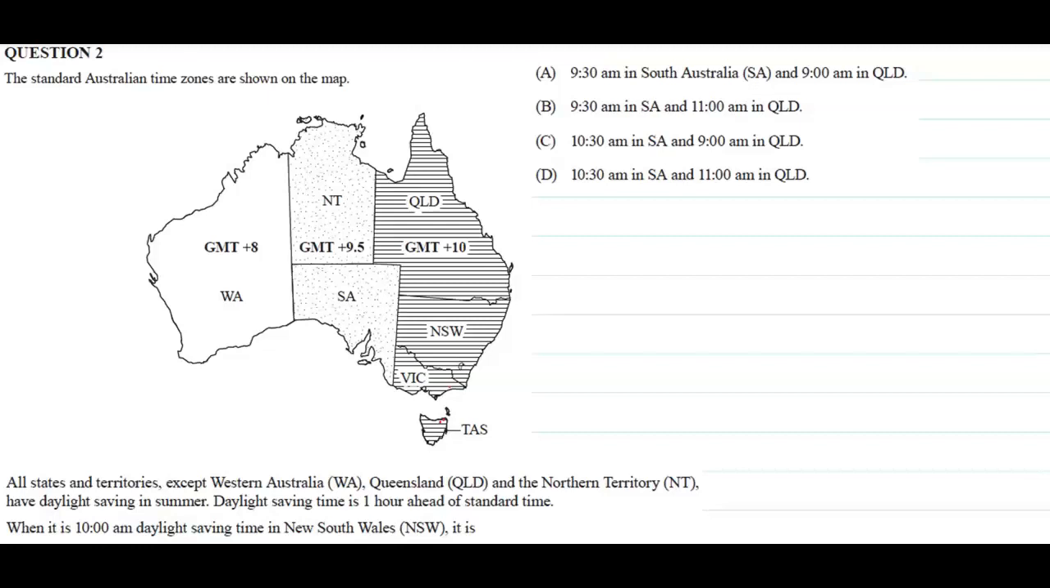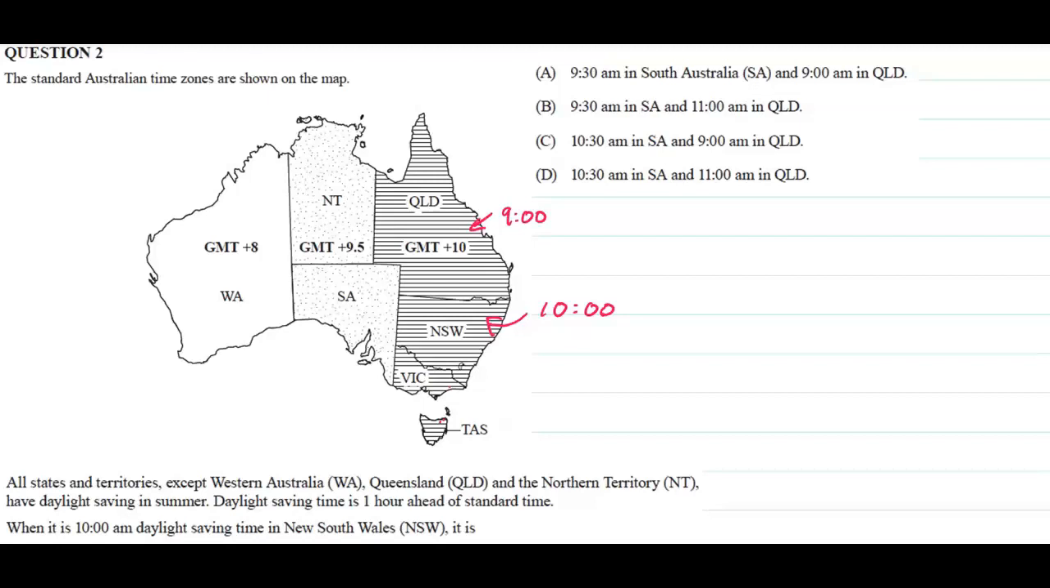When we look back at the question, guys, it says when it is 10 a.m. daylight saving time in New South Wales, what is it for everything else? So the quickest way to go about this is just label our states with the times. So we know in New South Wales it's daylight saving time and it is 10 o'clock. We know Queensland is on the same time zone, but it doesn't follow daylight saving time, so it's an hour behind. So it's going to be 9 o'clock in Queensland.